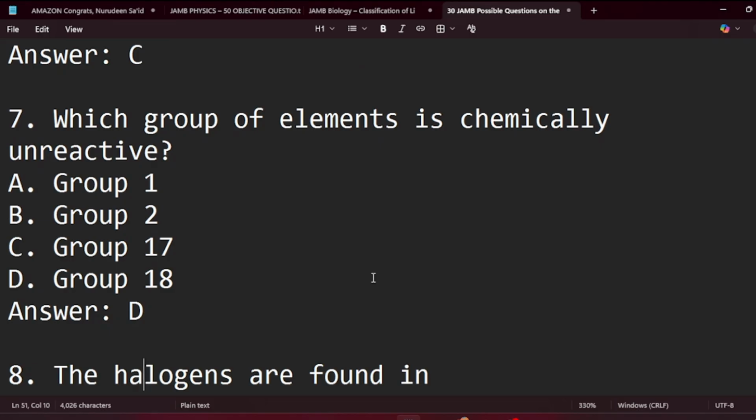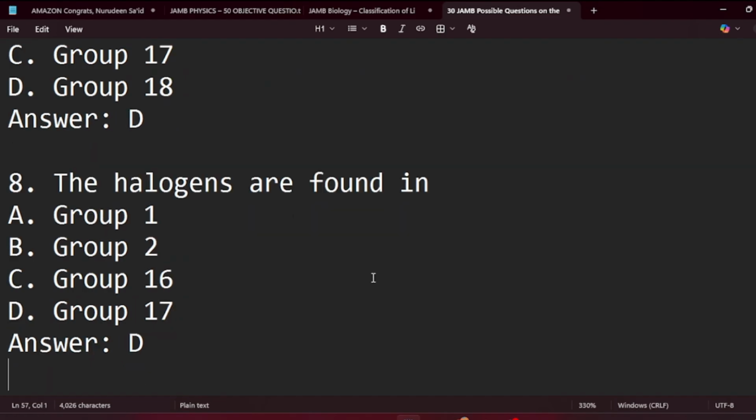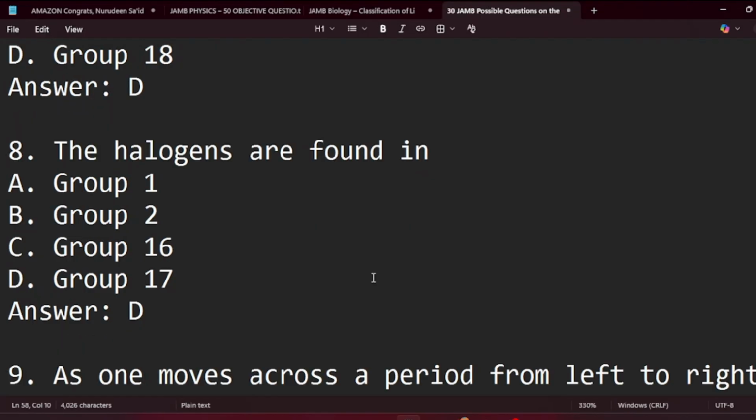Let me take question number 7 again. Which group of elements is chemically unreactive? A. Group 1, B. Group 2, C. Group 17, D. Group 18. The answer is D, which is group 18. Question number 8. The halogens are found in group A. Group 1, B. Group 2, C. Group 16, D. Group 17. The answer is D, which is group 17.